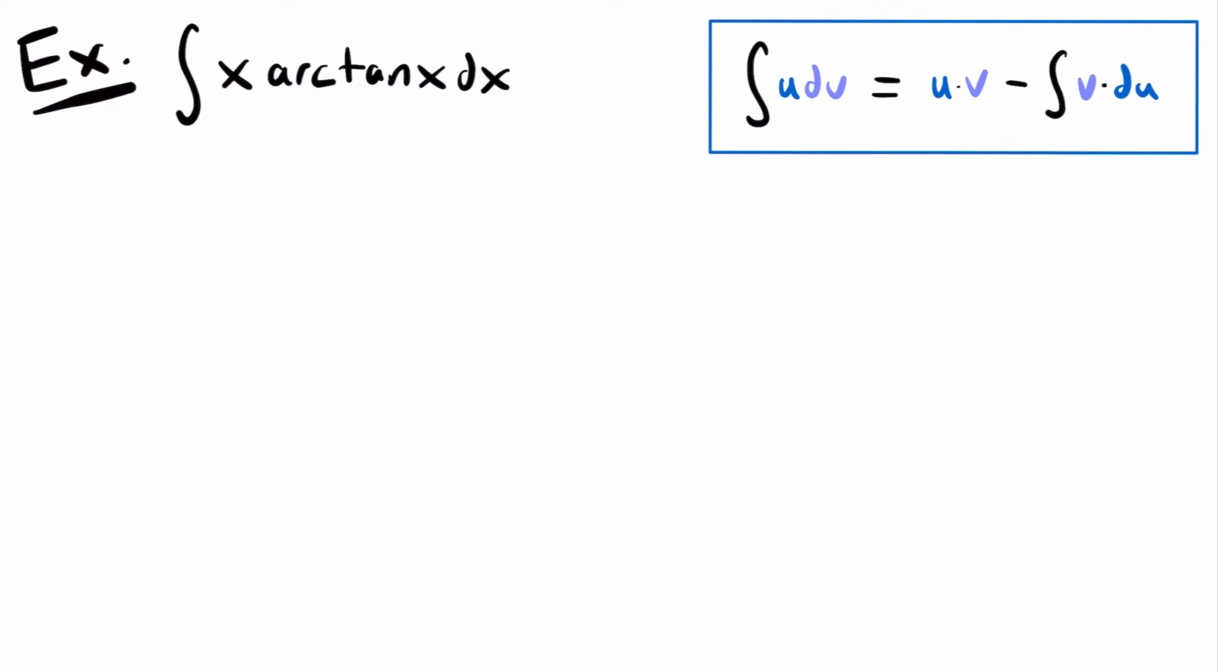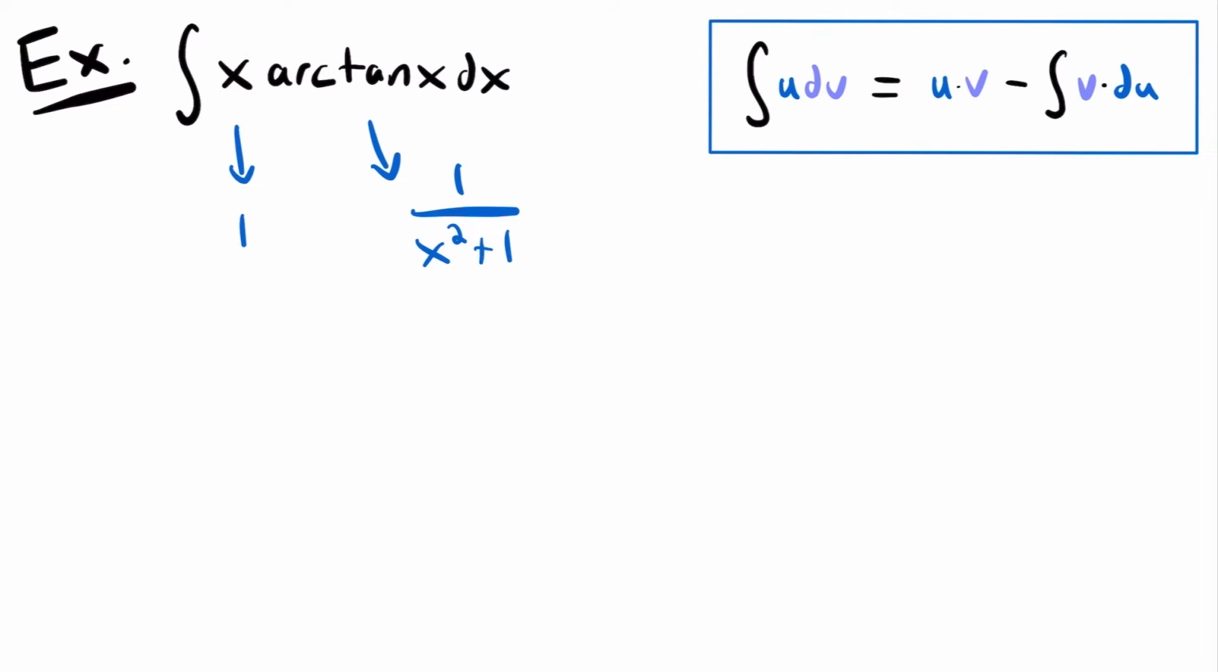And so let's start with u. We know we want to set u equal to the function whose derivative is simpler than the original function. And so in this case, the derivative of x we know is equal to 1, and the derivative of arctangent, or the inverse tangent function, is 1 divided by x squared plus 1.